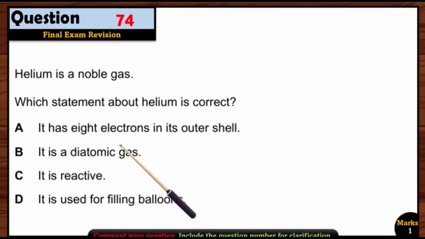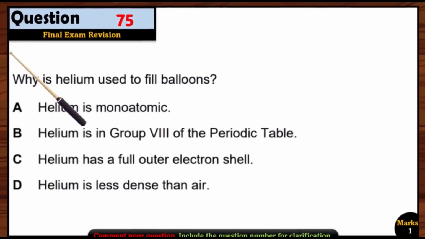It has 8 electrons, wrong. It is a diatomic gas, wrong. It is reactive, wrong. It is used for filling balloons. Yes, that's right. That is the use of helium. Let's see question 75. Why is helium used to fill balloons?